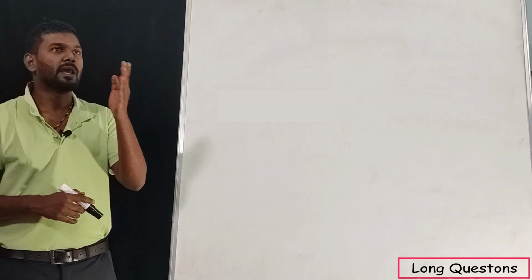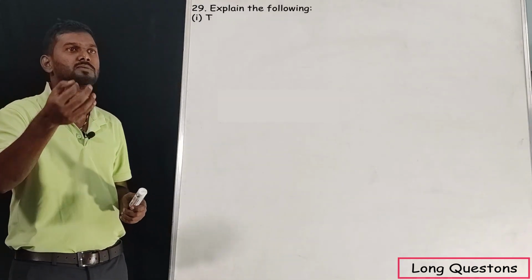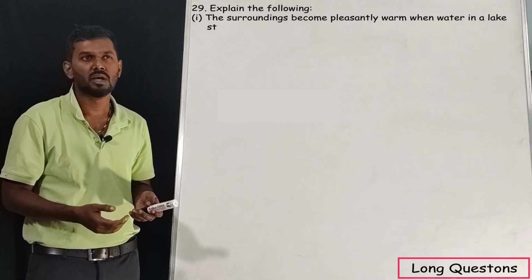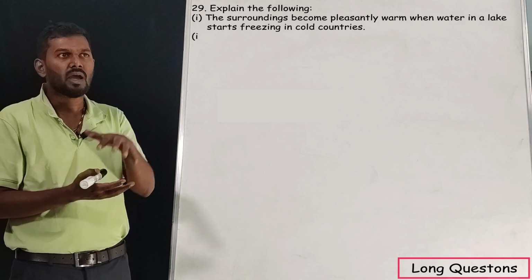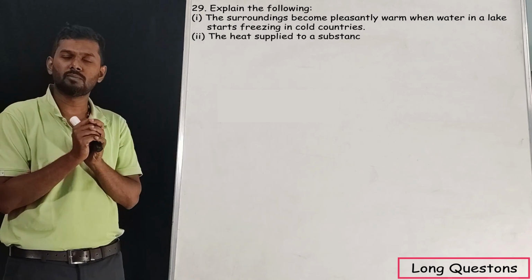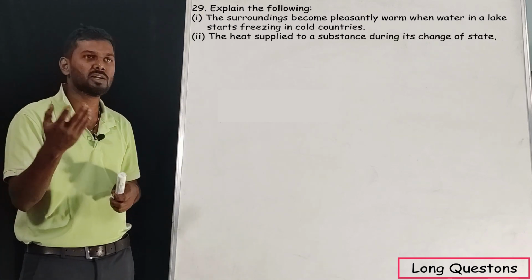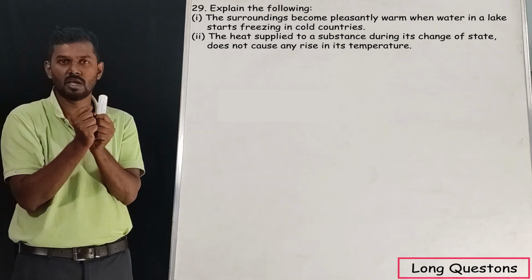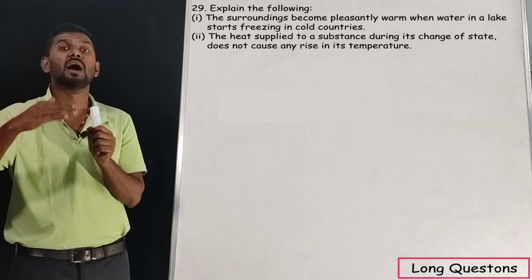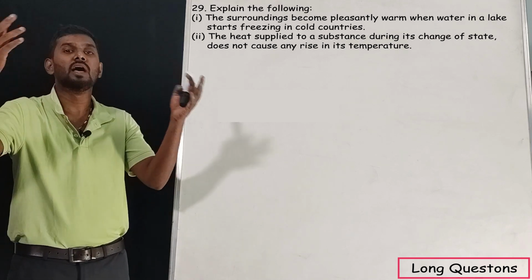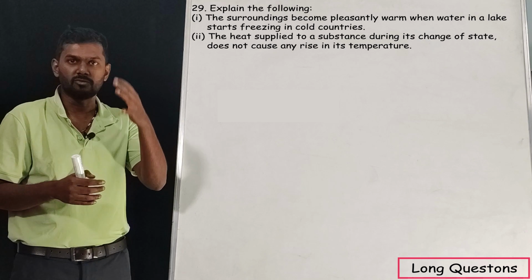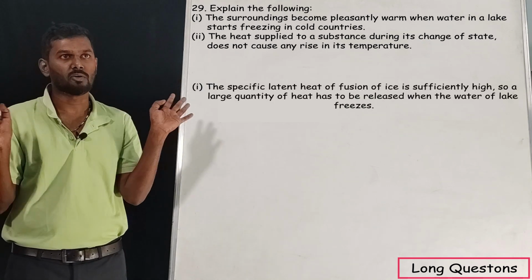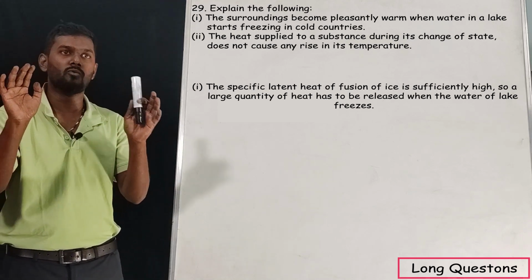Our last question, explain the following. The surrounding becomes pleasantly warm when the water in the lake starts freezing in cold countries. If the lake starts freezing in cold countries, how does the surrounding become warm? This is what we have learnt in the concept video. Very simple. Listen, what happens when something is freezing? That means a lot of heat is released. So when the lake is freezing in the cold countries, a huge amount of heat is released to the surrounding. That's why it feels warm.